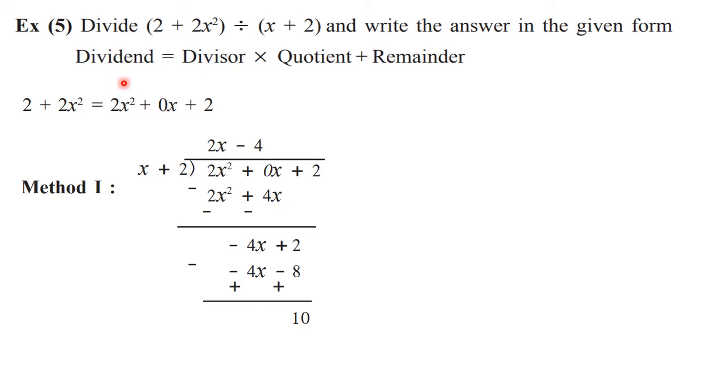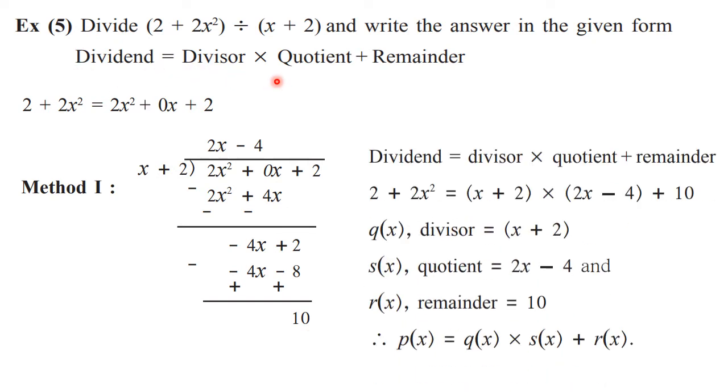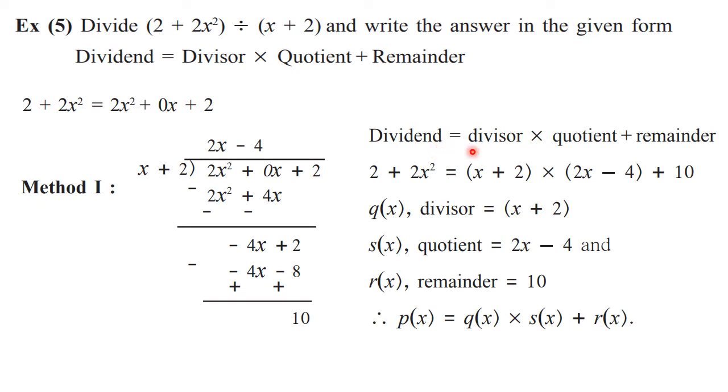So they have told us to write down the answer in this format. So write down: dividend is equal to divisor into quotient plus remainder. So dividend is this, the original one. You can write down as it is, or you can write down this also. Then divisor is x plus 2 into quotient you have to write from here, but in brackets, 2x minus 4, plus the remainder, that is 10.